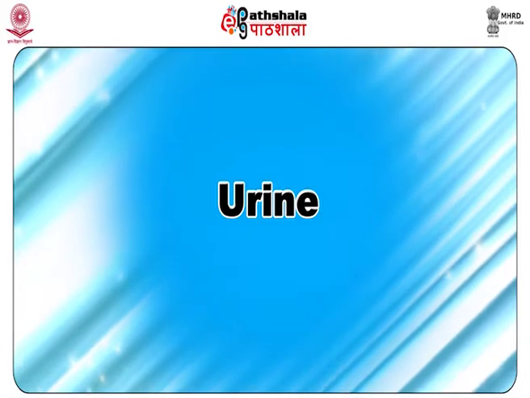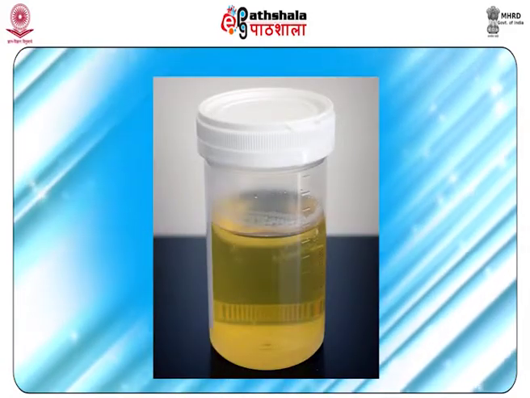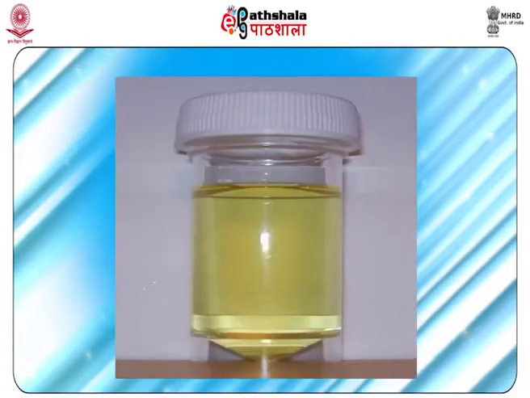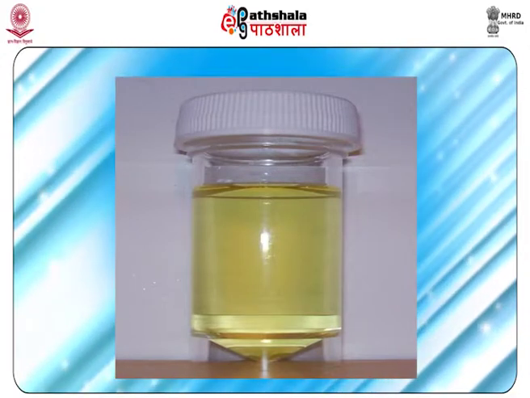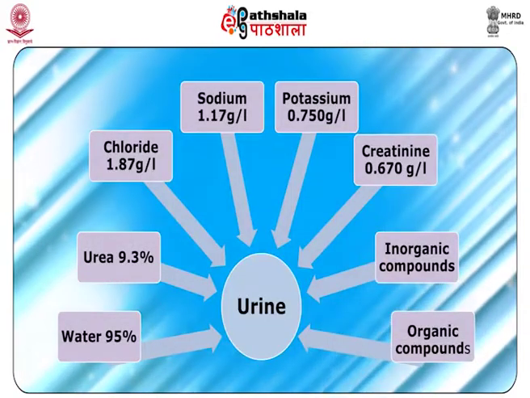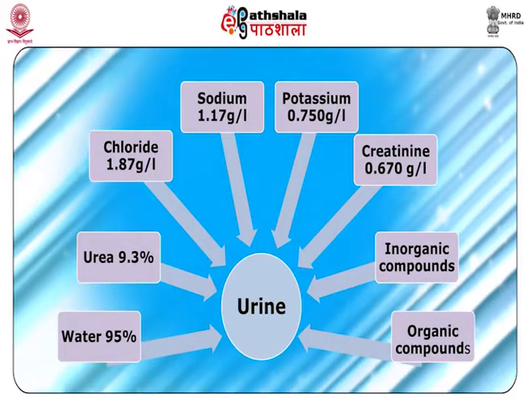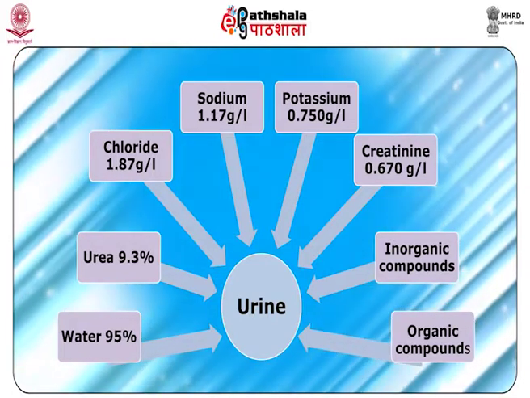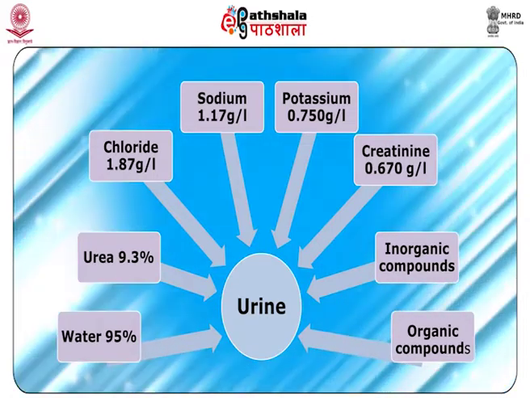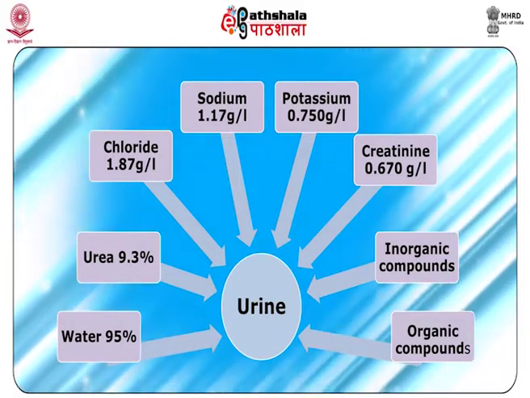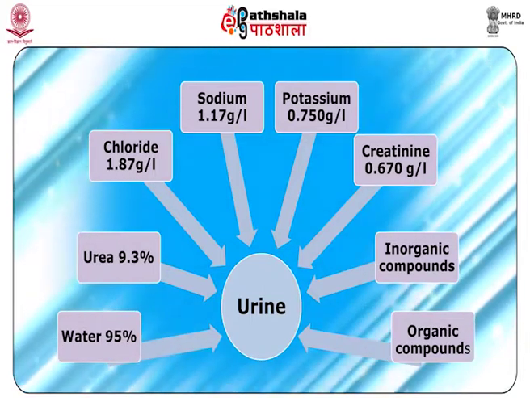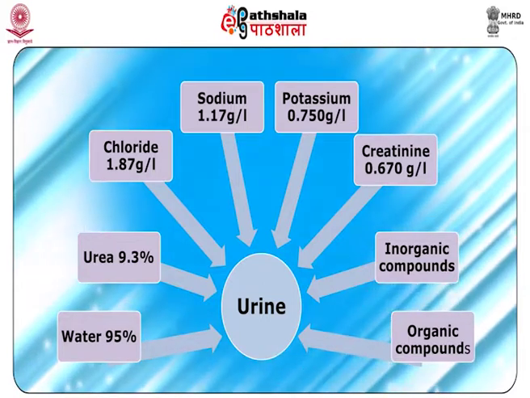Next, we will learn about urine. Urine is occasionally encountered in forensic cases, often in the form of dried stains. Urine is liquid human waste containing water, salts, and a variety of small molecules. Urine is an aqueous solution with 95% water, urea 9.3 grams per liter, chloride 1.87 grams per liter, sodium 1.17 grams per liter, potassium 0.750 grams per liter, creatinine 0.67 grams per liter, and other dissolved ions, inorganic and organic compounds.